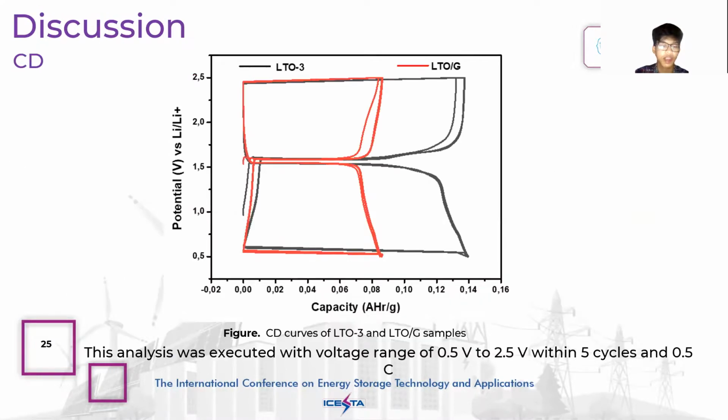And here's the last characterization, which is CD. It has been proven again that without graphene, our sample has better capacity.